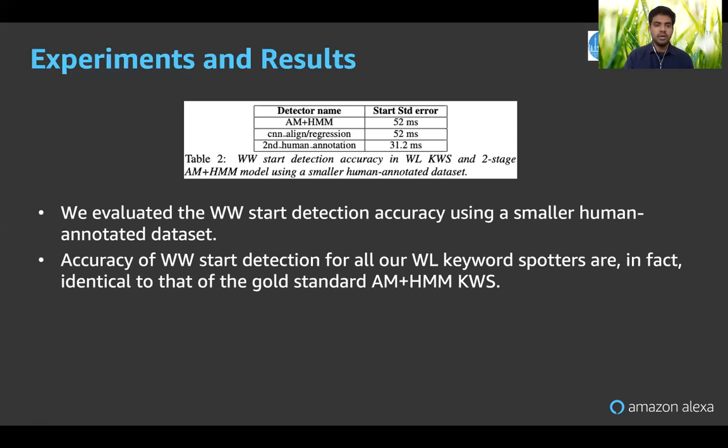And also one more entry is for a second human annotator. That shows the variation in annotating the start and end of a wake word. Even a human annotator can make a mistake of around 30 milliseconds. So our models are getting closer to the human error, but they are still not there, but it's a good data point to show here.